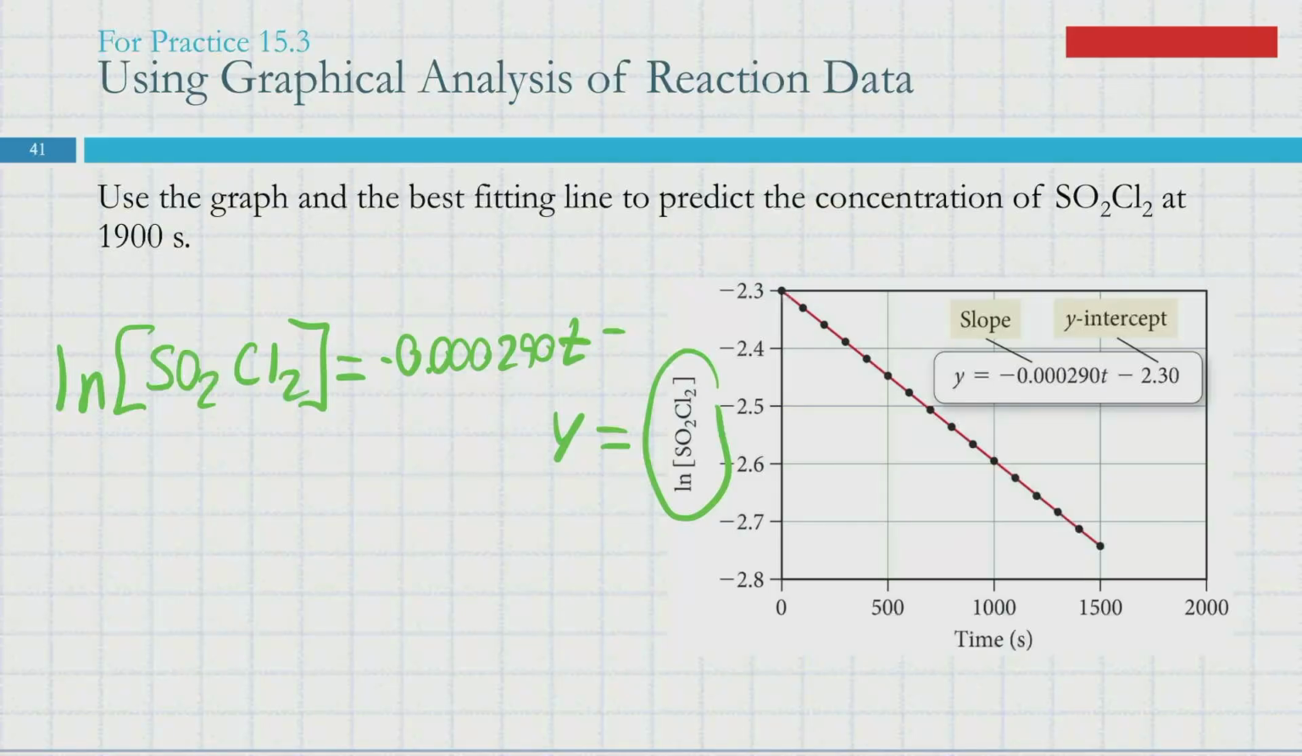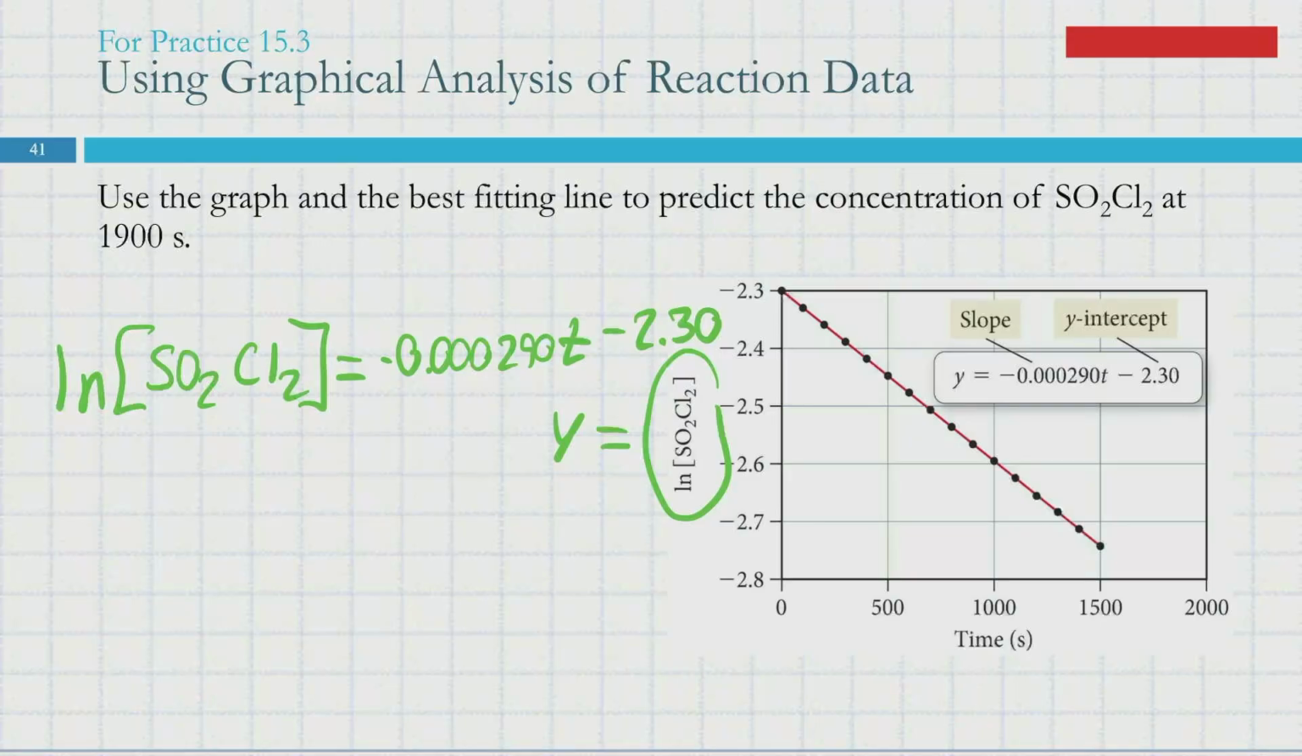So ln of the concentration equals minus 0.00029 t minus 2.30. And now if we want to find the concentration of the SO2Cl2 at some time, we just plug in whatever time we want to this equation. It'll spit out the natural log of the concentration, and then we can convert that to just concentration. Is that making sense?